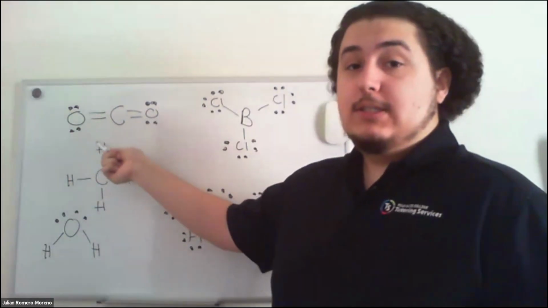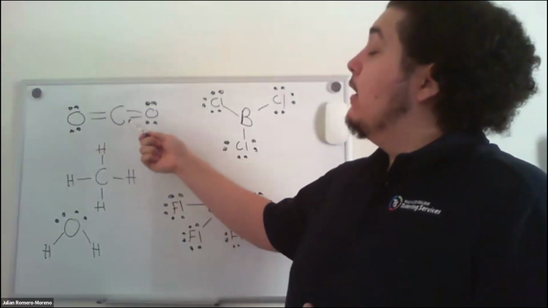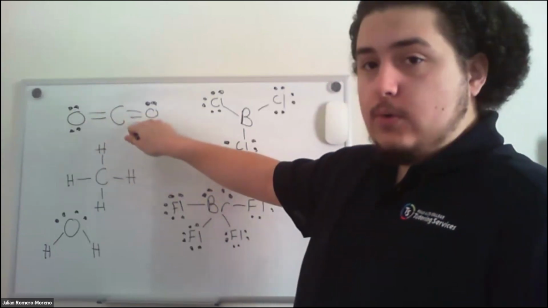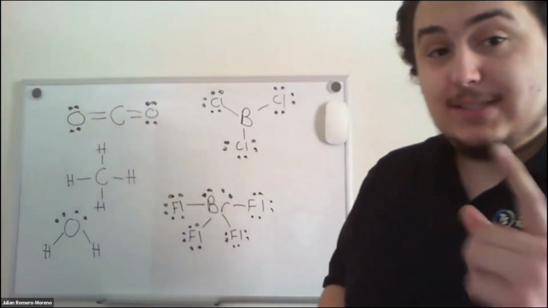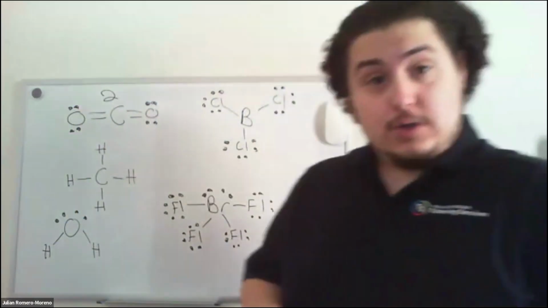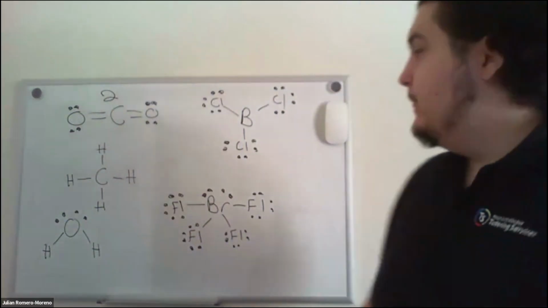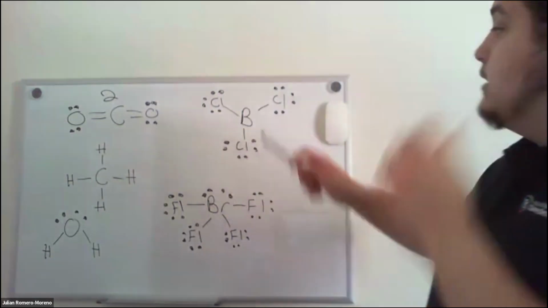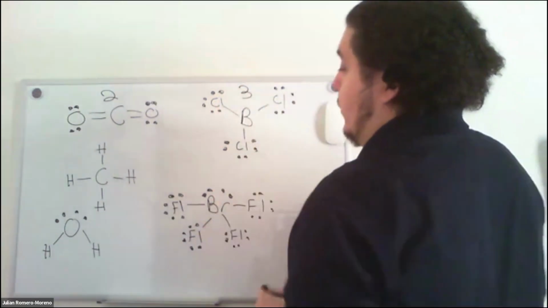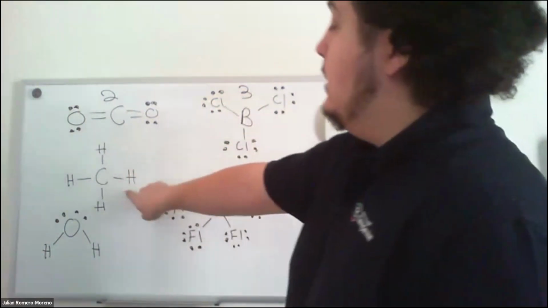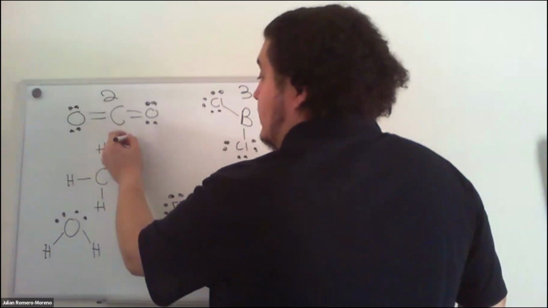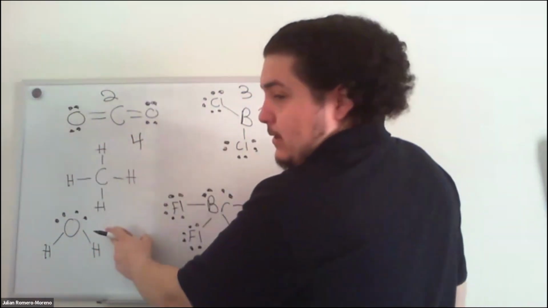So for this right here, which is CO2, carbon dioxide, this central carbon has 2 electron domains, which means it would have a steric number of 2. So the electron geometry would simply be linear. This boron trichloride has 1, 2, 3, so a steric number of 3. Methane, CH4, has 1, 2, 3, 4, steric number of 4, or tetrahedral.